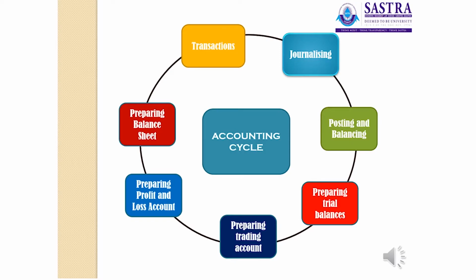Then last one is preparation of balance sheet. The balance sheet is a statement showing the assets and liabilities. Balance sheet is prepared as the final step in the accounting process. So these are the steps for completion of the accounting, called the accounting cycle.